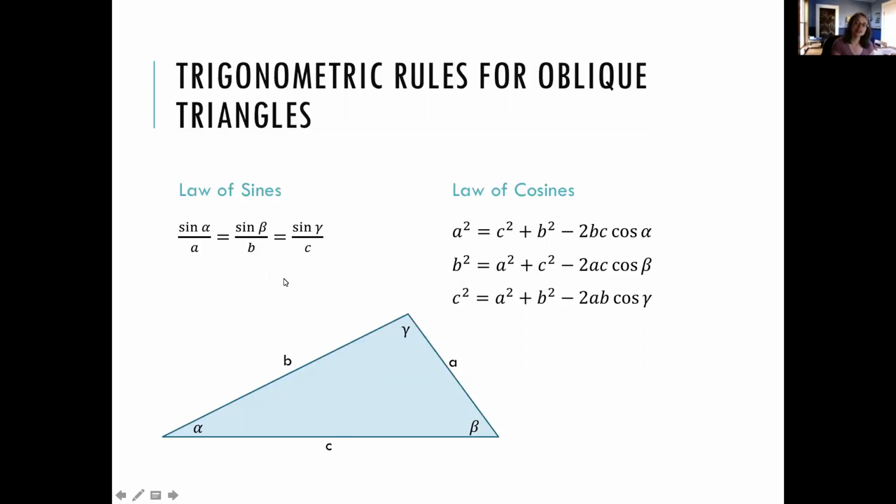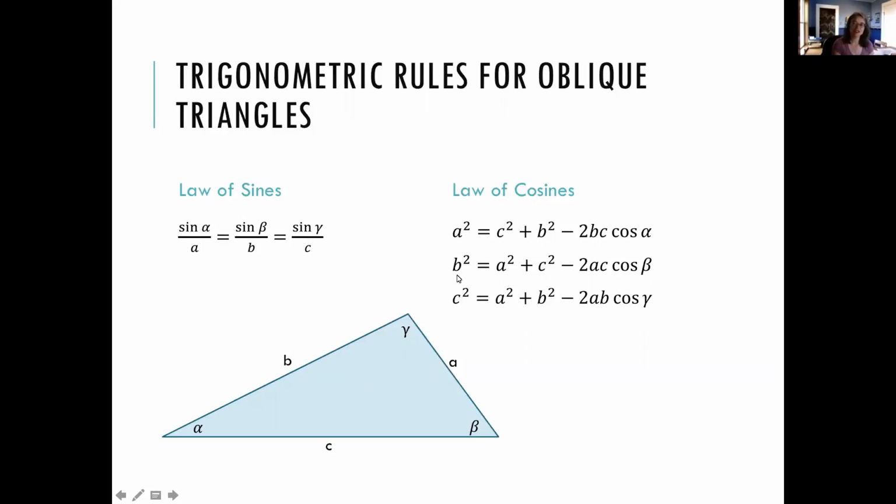The law of sines will help us anytime we know two angles and a side, or two sides and an angle, as long as the angle is not included between the two sides. It gets a little hairy in that case. And in that case, we usually go to the law of cosines.